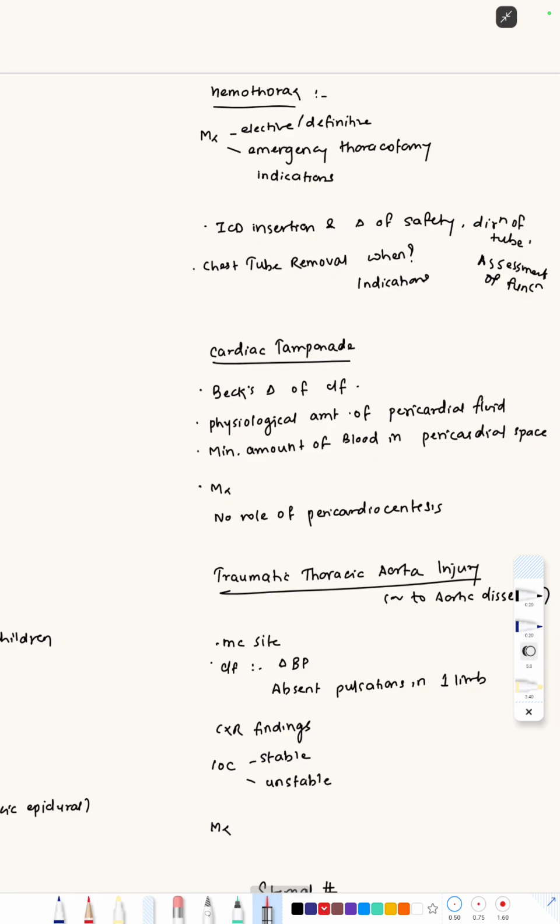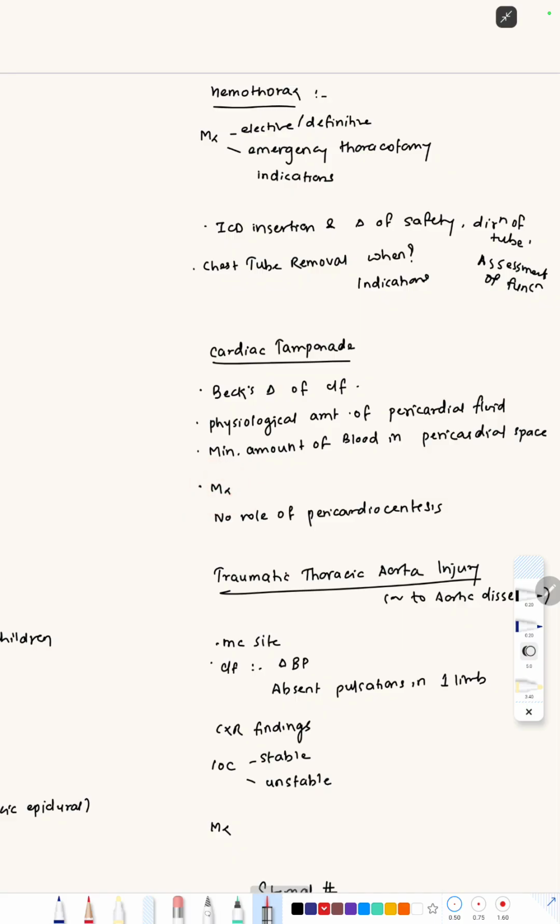Cardiac tamponade presents with a triad, which is called Beck's triad. Beck's triad is composed of hypotension, muffled heart sounds, and raised JVP. The physiological amount of pericardial blood is about 10 to 50 ml. The minimum amount required to be diagnosed at first is 60 to 70 ml.